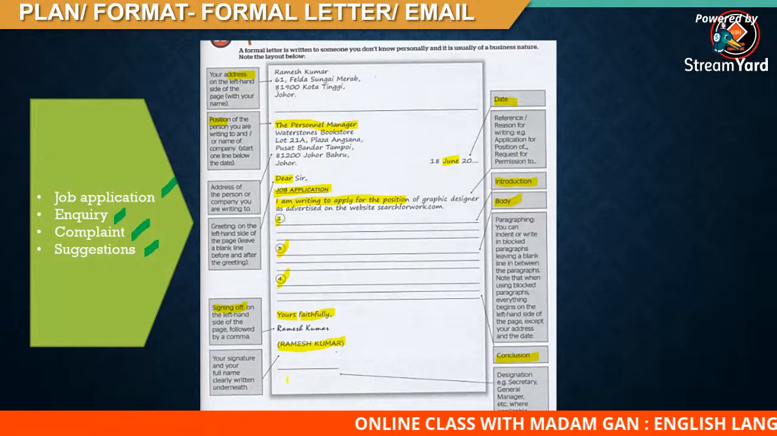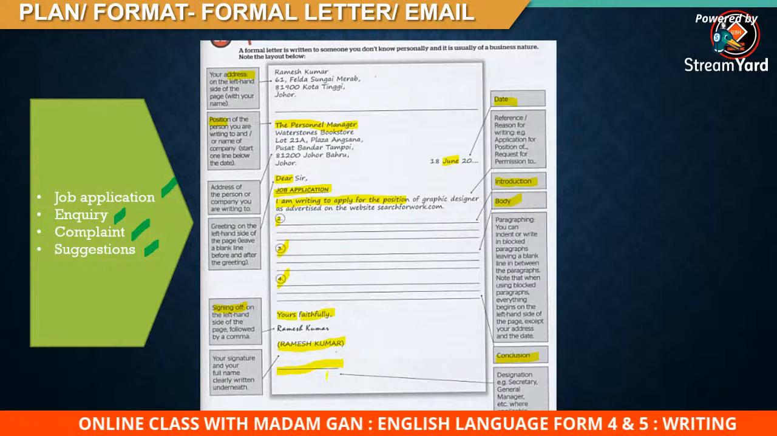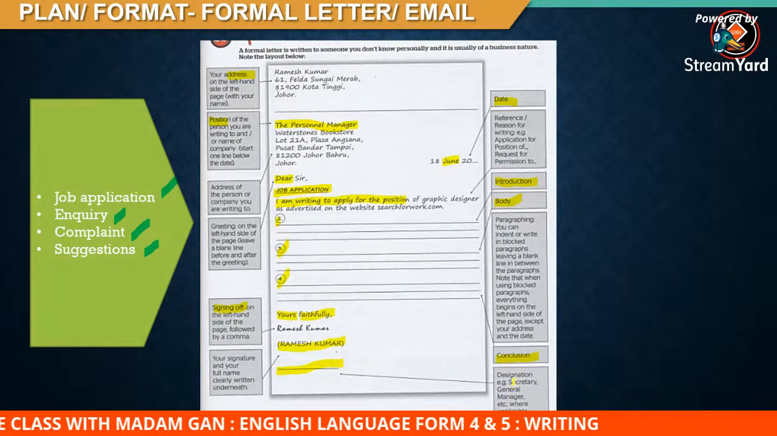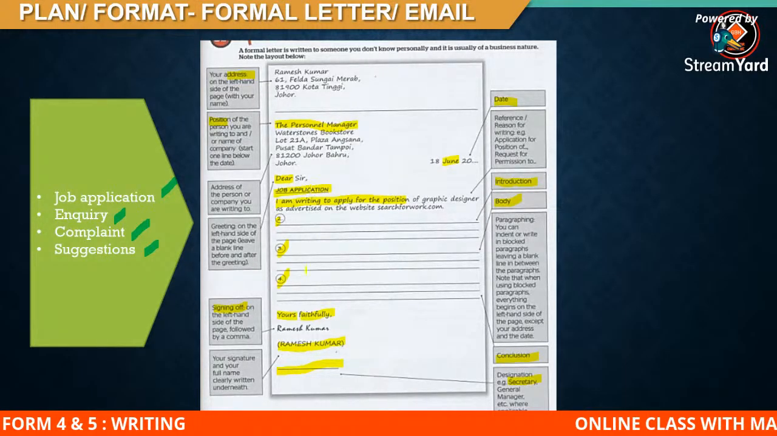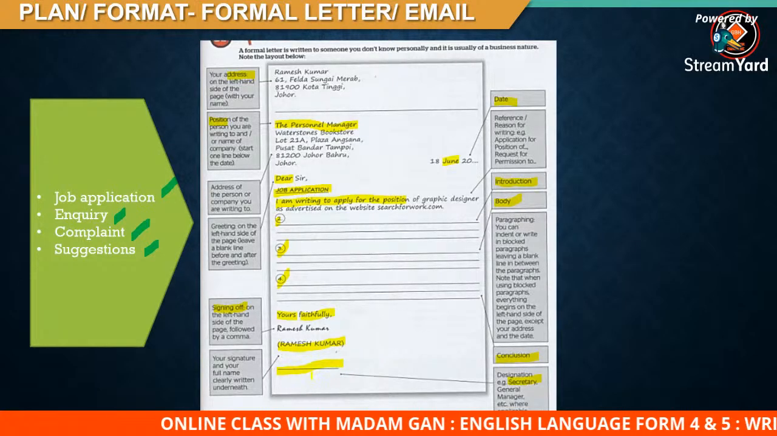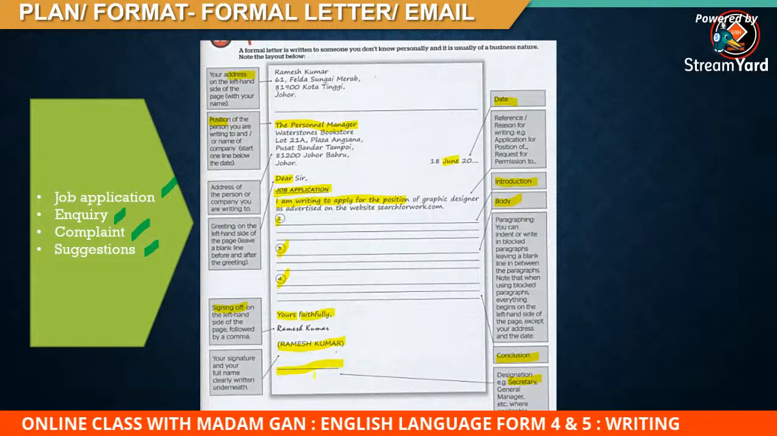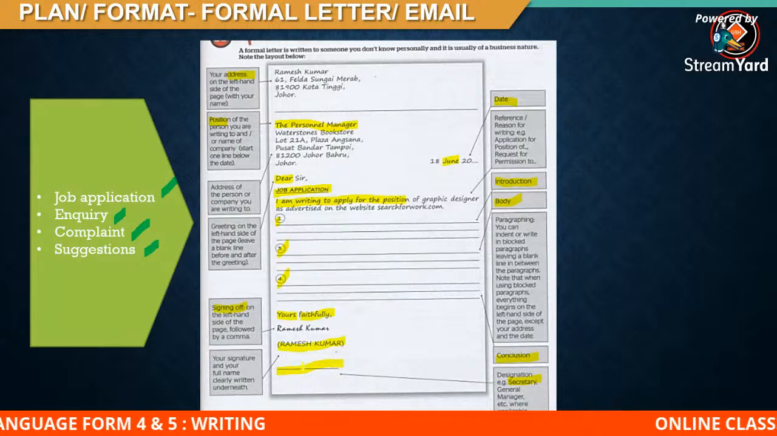Okay, and there is a line here, you can see a blank. You can also write your post here. For example, you are the secretary, so you can write secretary. Or maybe you are the president of a club, you want to inquire about a visit to a factory. So you can write here, president of science club. So the blank part here can be the position of the writer or the post, jawatan. It can be secretary of the science club, president of the English Language Society.